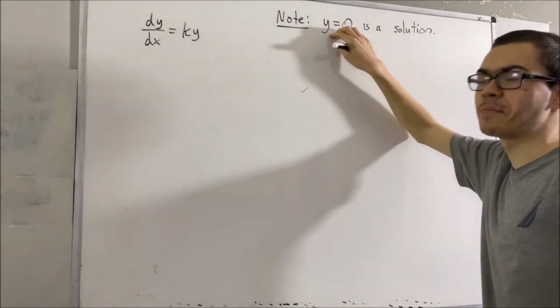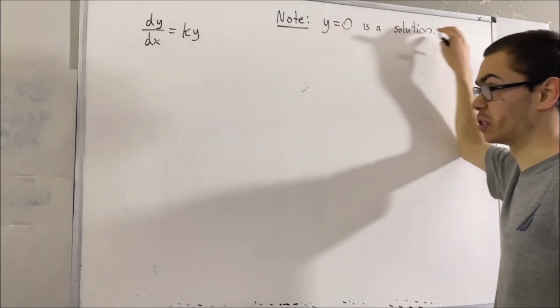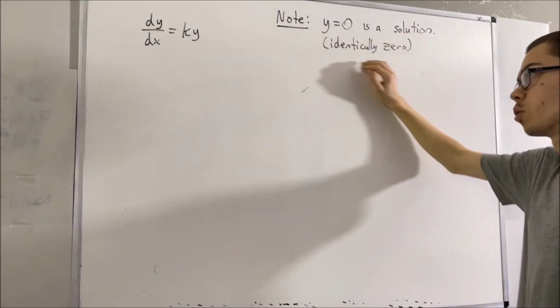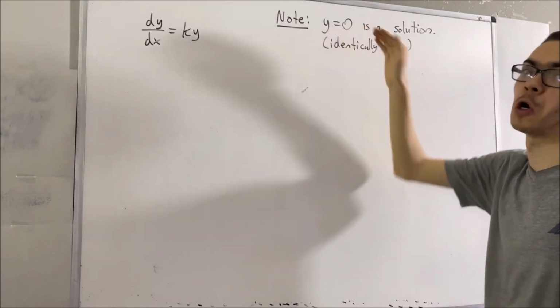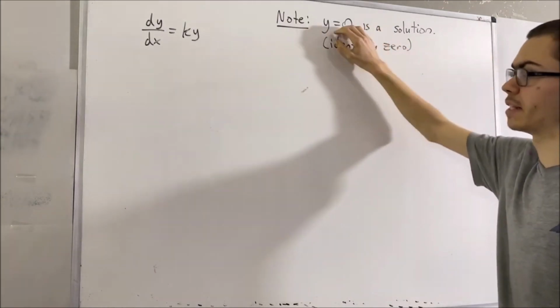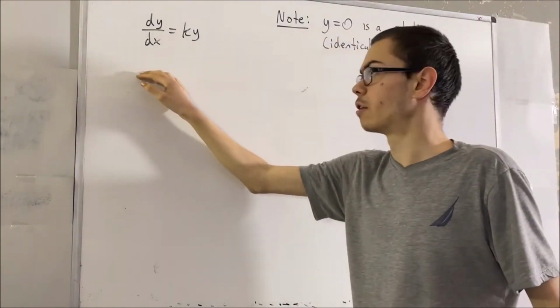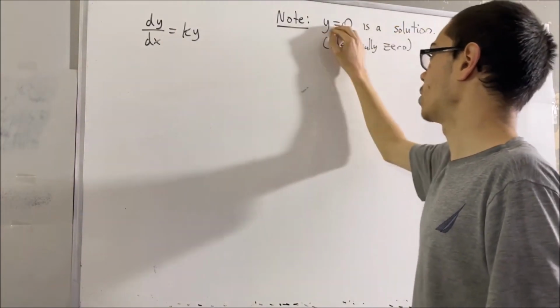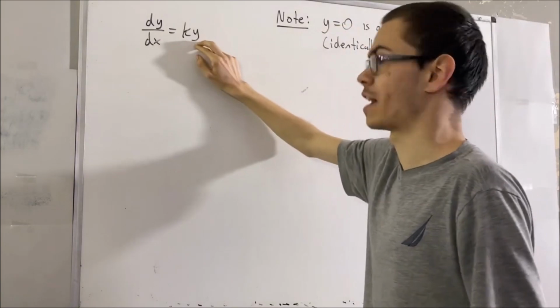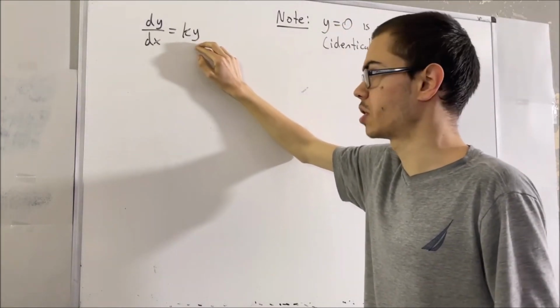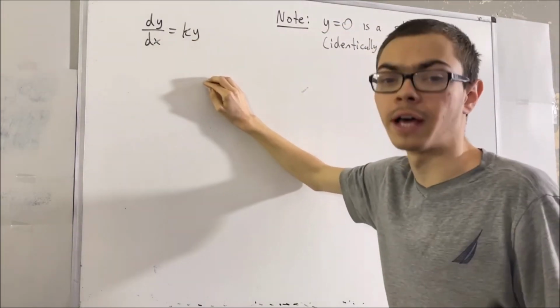That is, y being identically 0 is a solution. In other words, y equals 0 for all x. And you can check that this is a solution to this differential equation. Because y equals 0 for all x, ky equals 0 for all x. So yes, the right-hand side is 0 for all x.